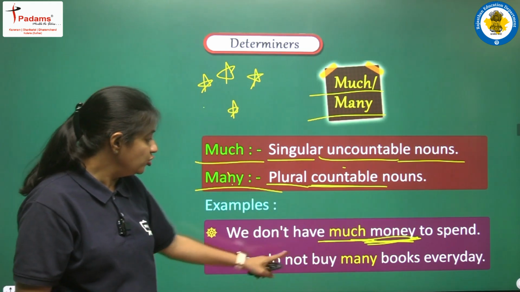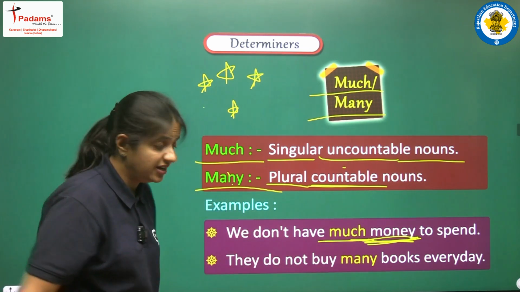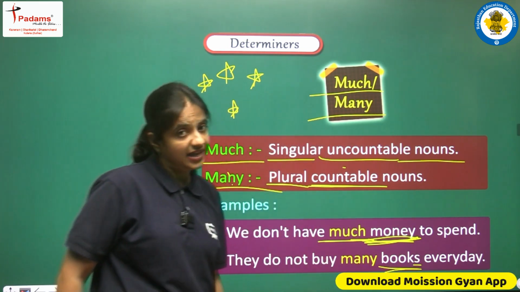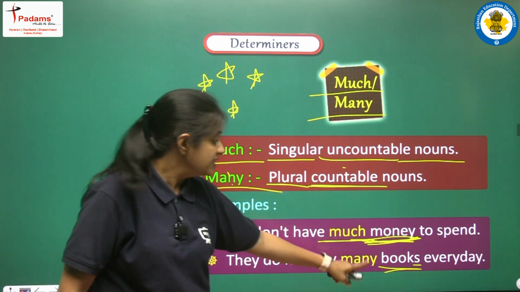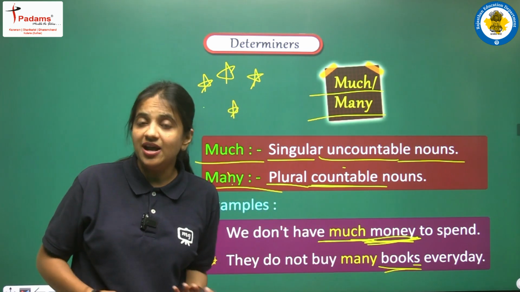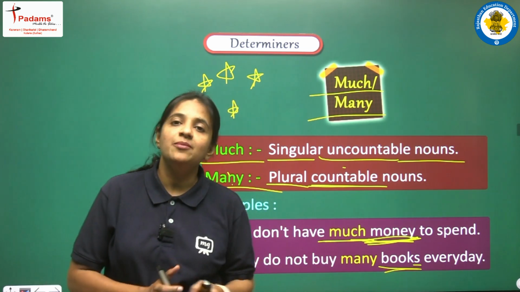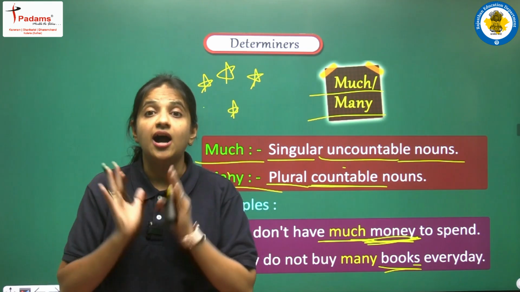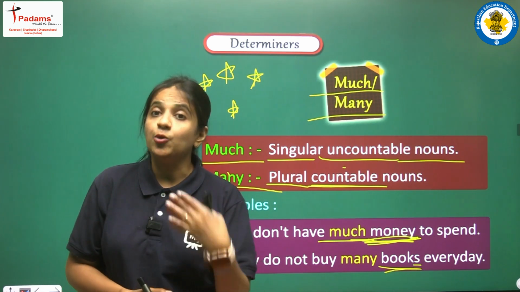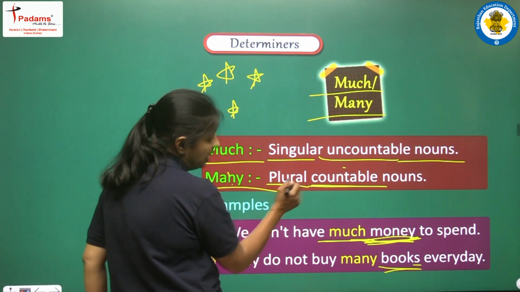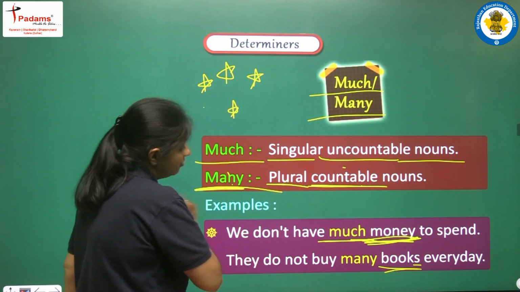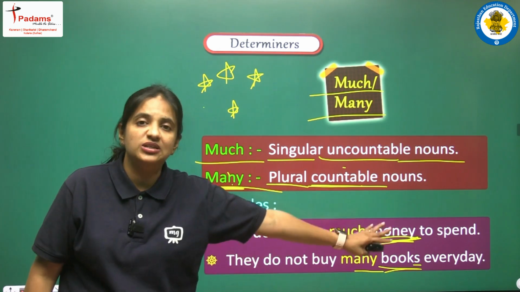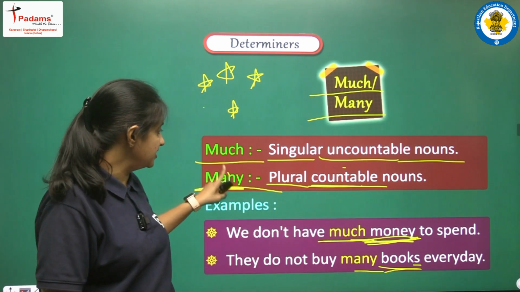Next sentence: they do not buy many books every day. So here we are having books. So first of all we can see that books we are having S, it means yes we are having plural noun. Second, books, yes it is a countable noun. We can count the books. We can answer that I am having 7 books in my bag, I am having 2 books on the table. So we can count the books, it means books, it's a countable noun. So yes we are having plural and countable noun, and for that according to the rule our answer will be many. We have to use many for books. Okay, so this is the difference.